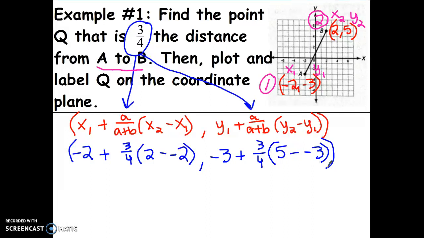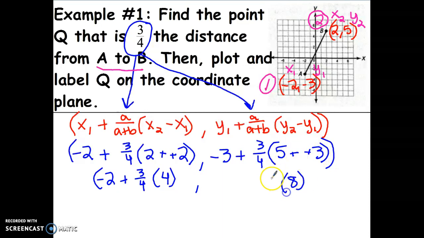We just have to simplify. So I always start with my parentheses. 2 negatives make a positive. Okay, 2 plus 2 is 4. Bring everything down. All right, 5 plus 3 is 8. Bring everything down. Okay, so it's already looking simpler already.